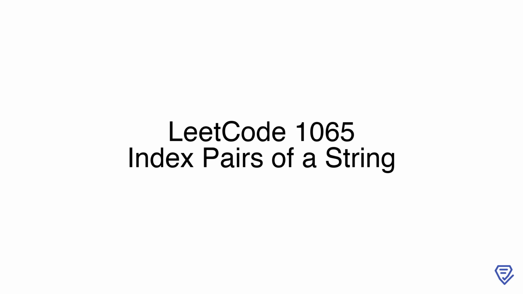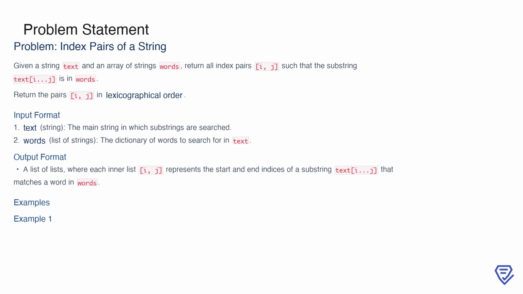Welcome to this coding walkthrough. In this session, we will explore an interesting problem titled Index Pairs of a String. We'll break down the problem statement, discuss possible approaches, and analyze the trade-offs. Let's get started. This problem is about finding specific substrings within a given string.